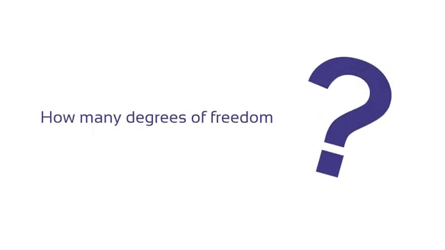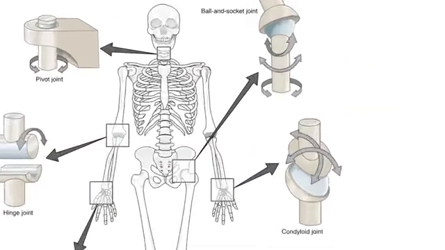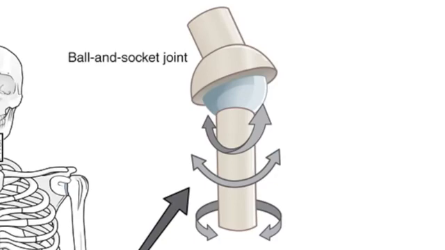Before you describe a movement in a joint, you should ask yourself how many degrees of freedom this joint has. As the shoulder joint is a ball and socket joint, morphologically and functionally its level of freedom is 3, which means it can move in all 3 planes.